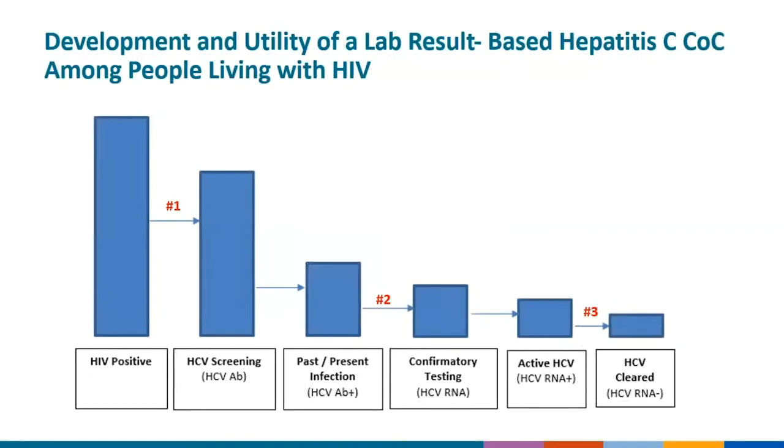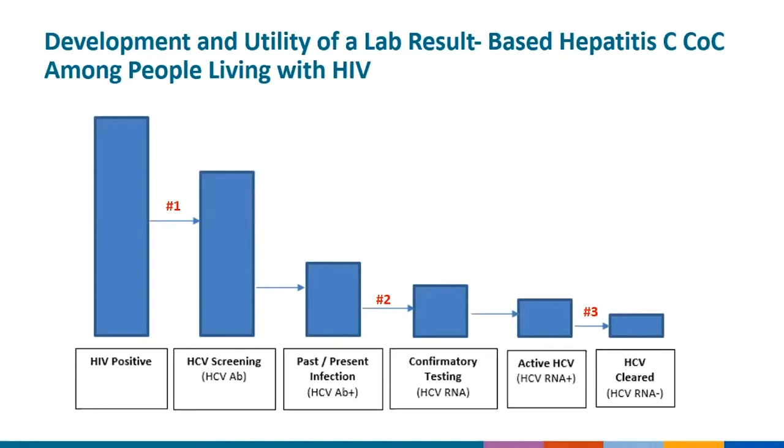Furthermore, this model can be easily adapted to develop a lab result Hep C cascade of care among people living with HIV. This model, shown here, begins with all people living with HIV, for example, from a state's HIV database, or EHARS. Hep C antibody and RNA testing and results can be captured in an HIV database, such as CareWare, and could be used to develop this lab result-based continuum of care, much like HIV CD4 and viral load test results are utilized to develop an HIV continuum of care.